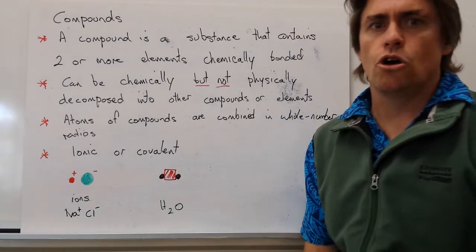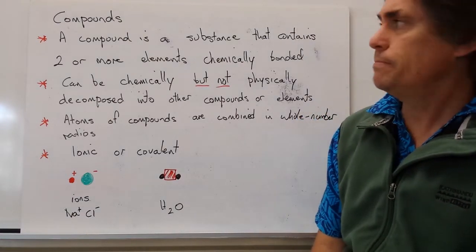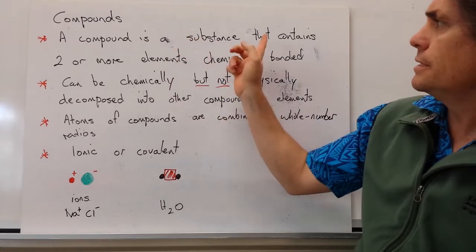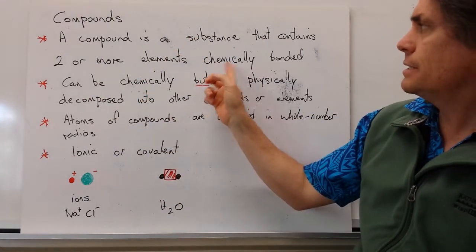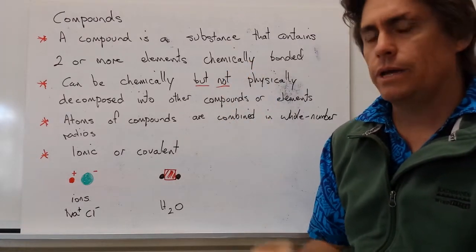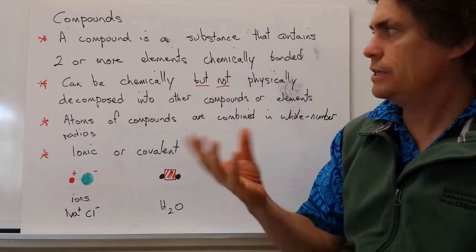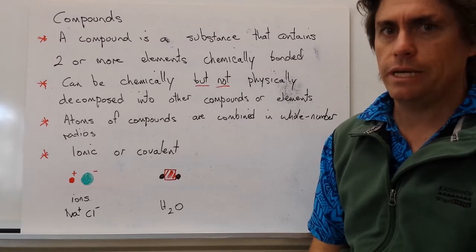Okay, let's have a look at compounds and how we represent them. So a compound is a substance that contains two or more different elements, and these elements are chemically bonded. We can't just have them sitting together and not interacting, otherwise we would have a mixture of some type.